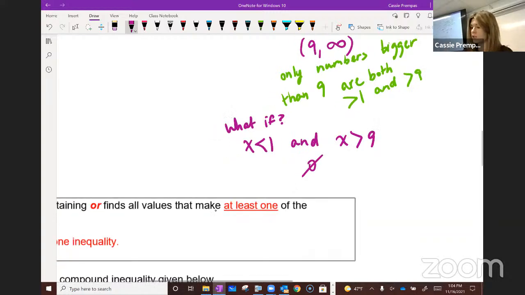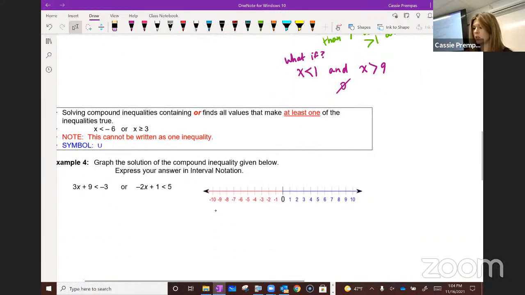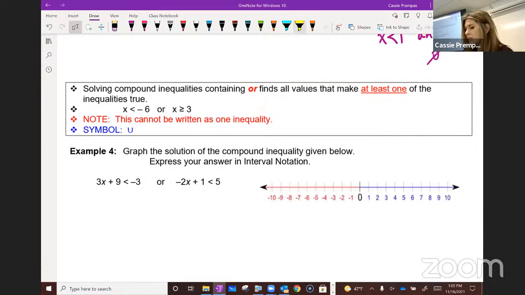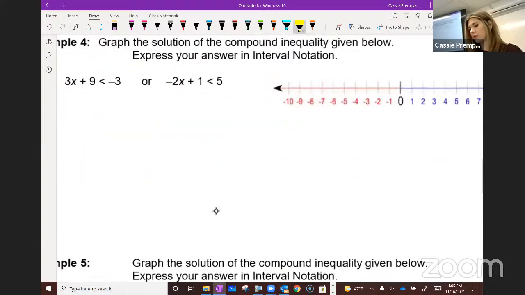Okay, now let's go ahead and transition to the or situations. Solving compound inequalities containing or finds all the values that make at least one of the inequalities true. All of you stood up at the beginning of class today because all of you were either a boy or a girl or had hair. In an or situation, you're just looking for everything that fits one or the other. It does not have to fit both. So let's try example 4 together.